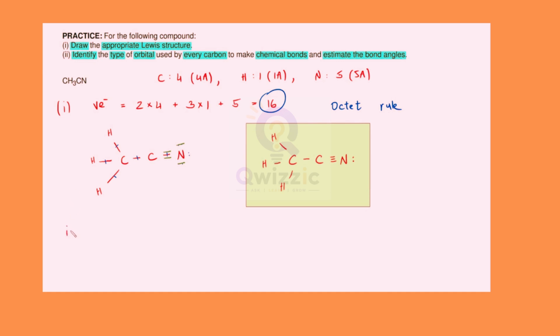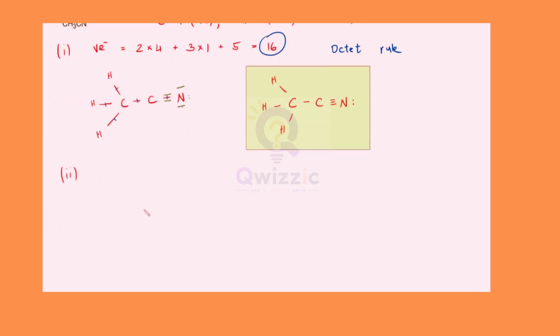Now, for the second part of this problem, we want to identify the type of orbital used by every carbon to make chemical bonds and estimate the bond angles. So let's go ahead and do that. We can just redraw our structure.